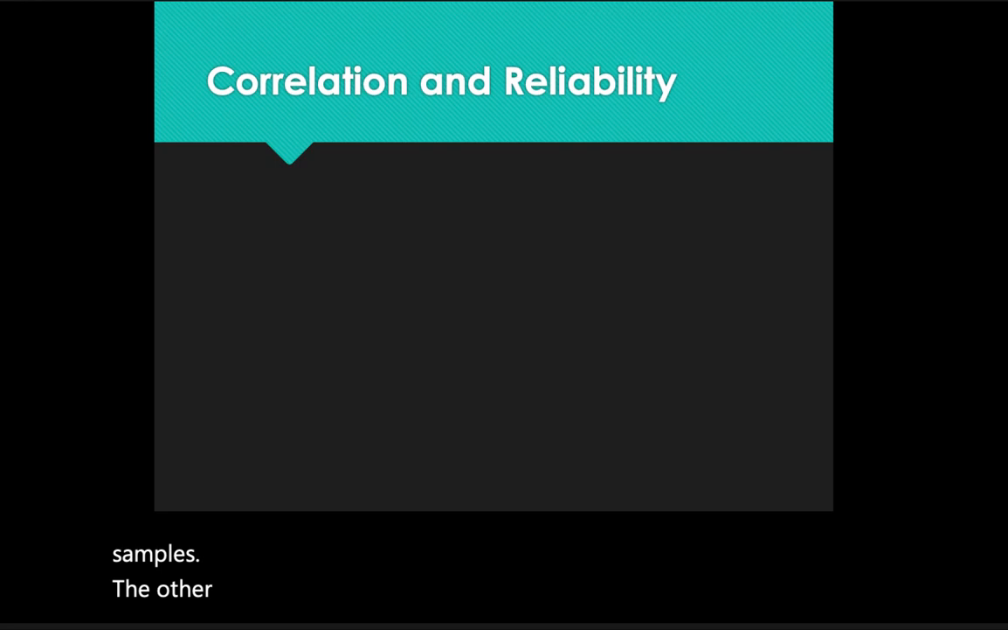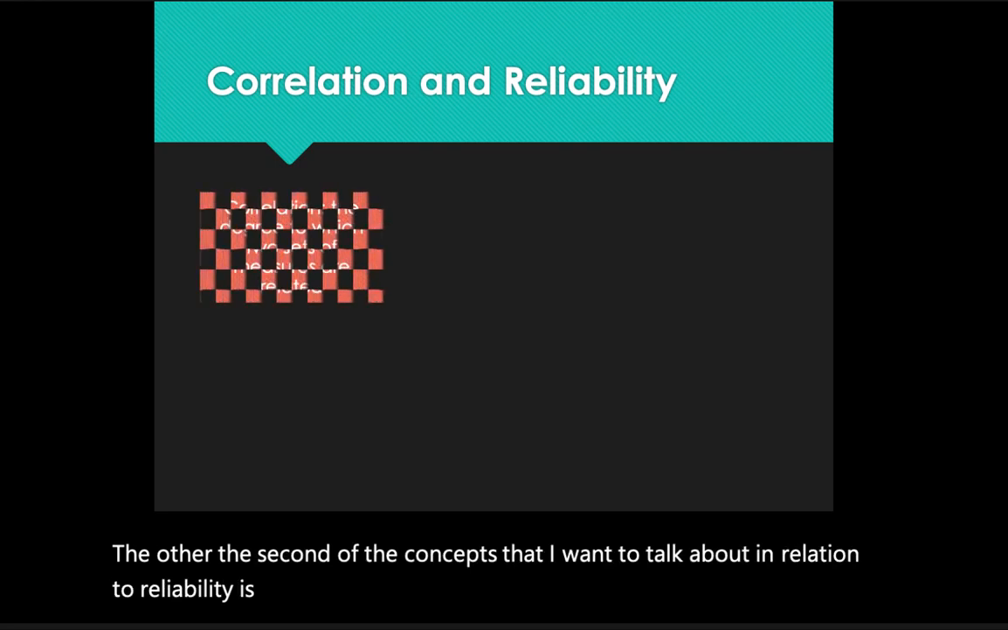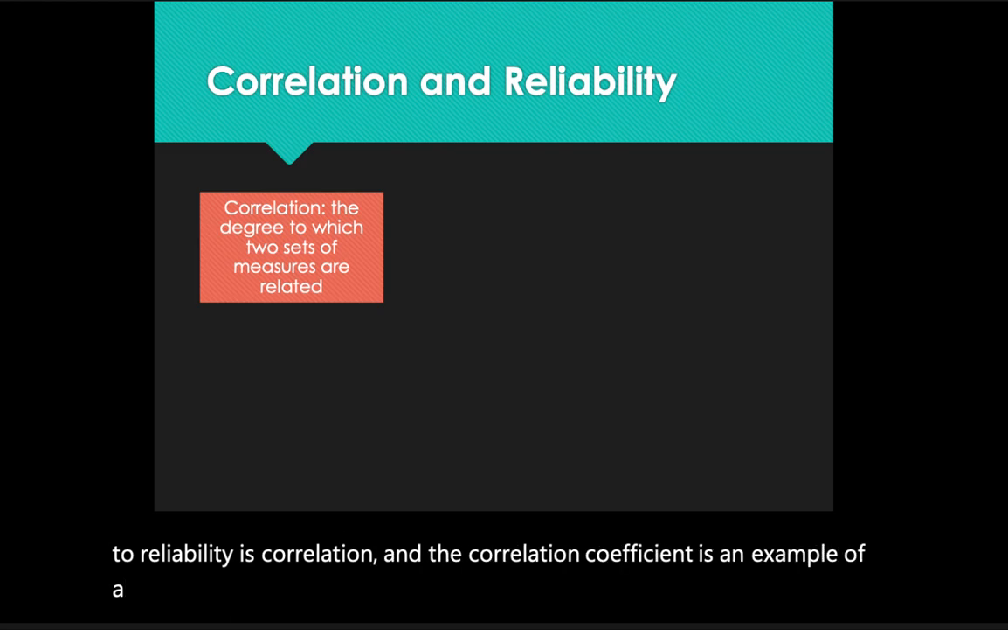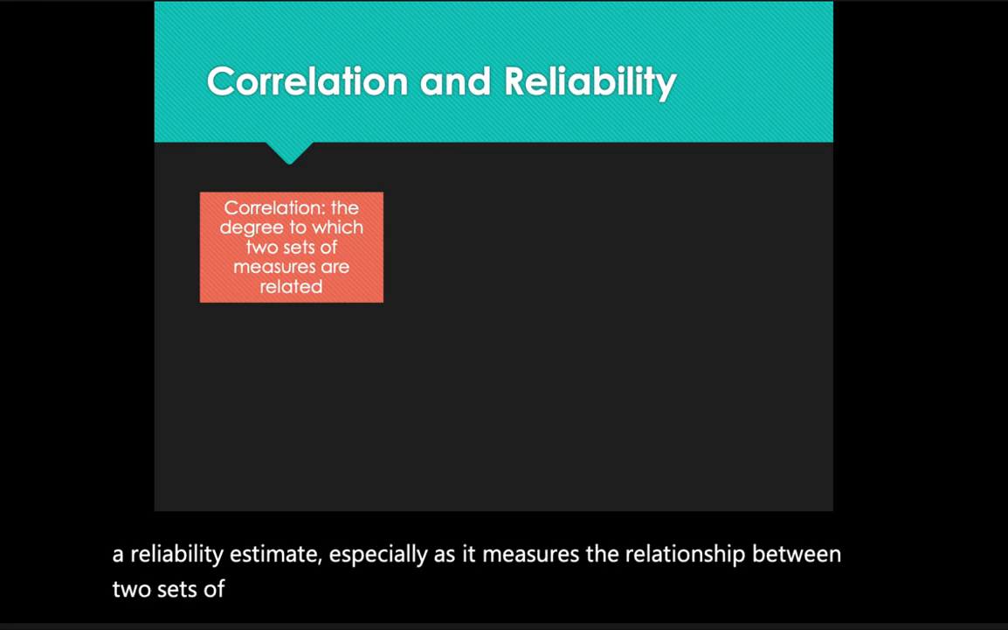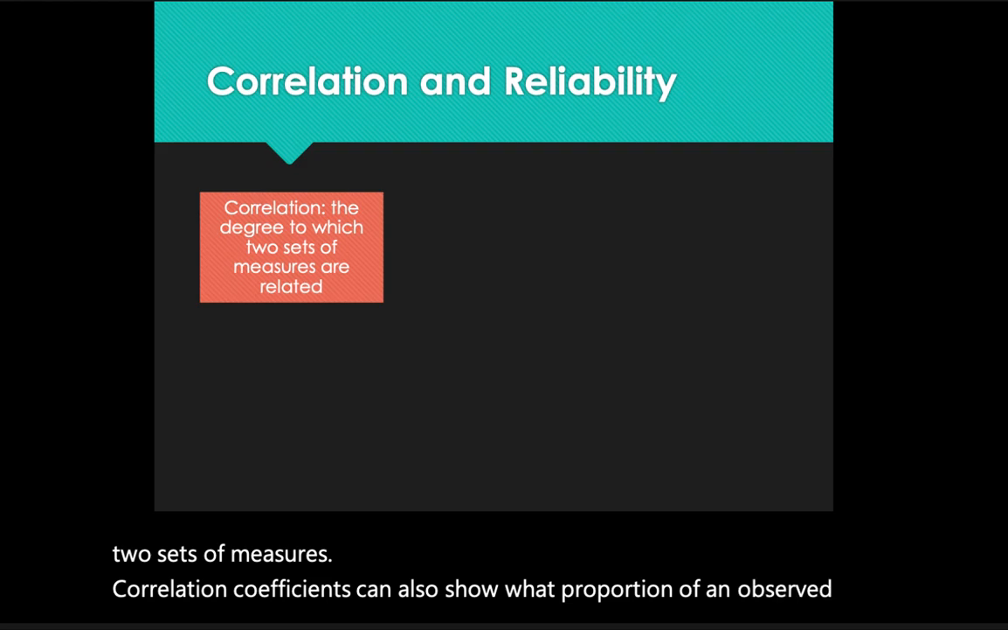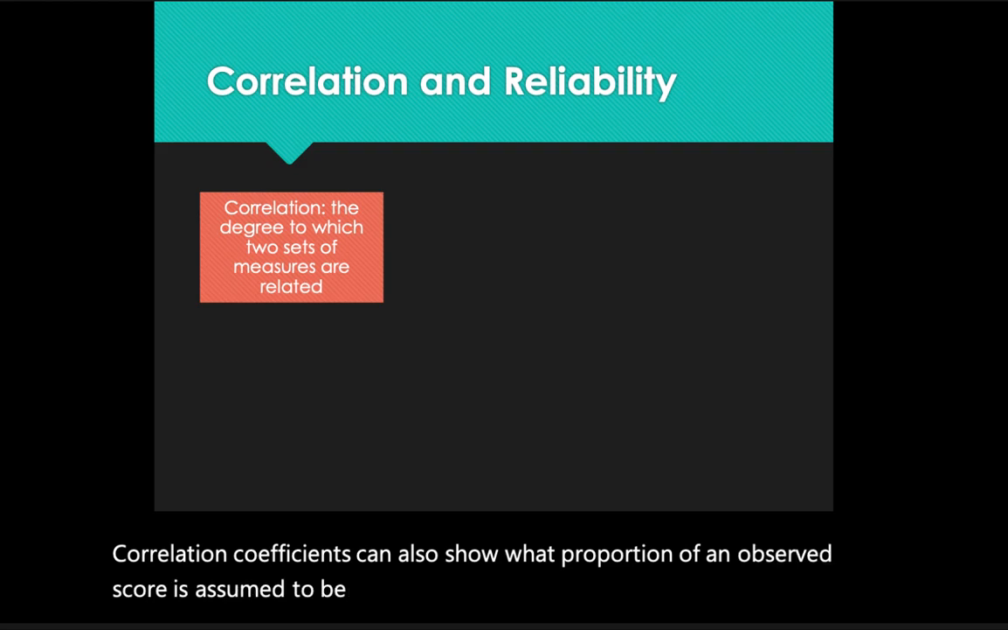The second of the concepts that I want to talk about in relation to reliability is correlation. The correlation coefficient is an example of a reliability estimate, especially as it measures the relationship between two sets of measures. Correlation coefficients can also show what proportion of an observed score is assumed to be the true score, which is how it relates to reliability.